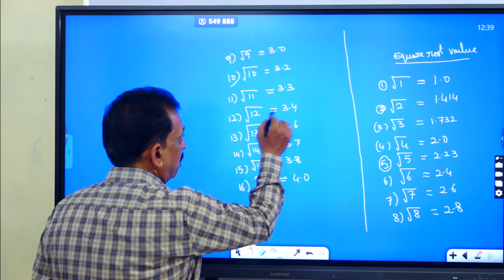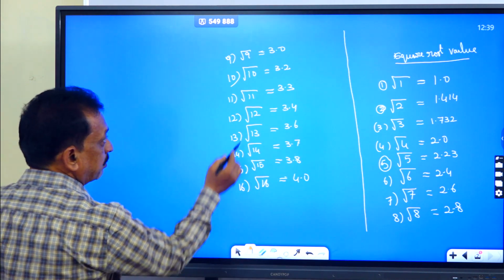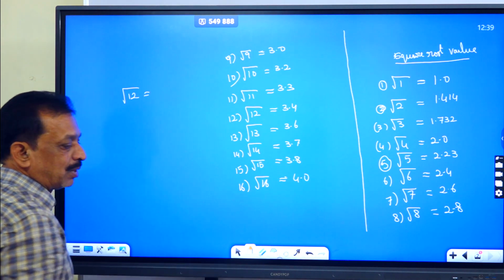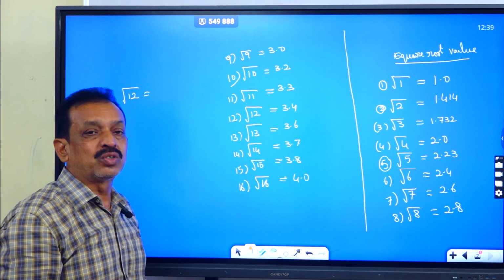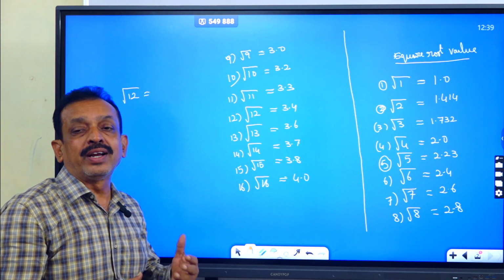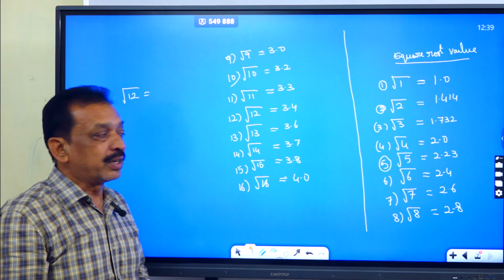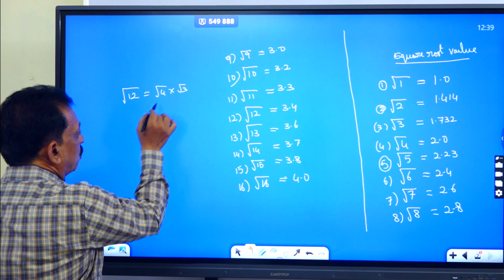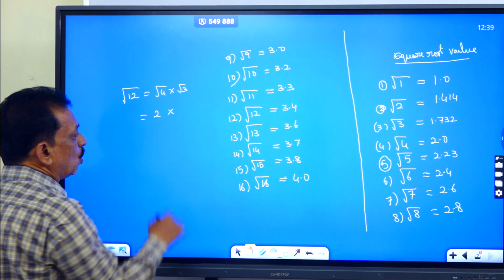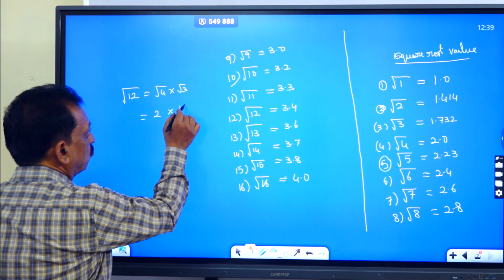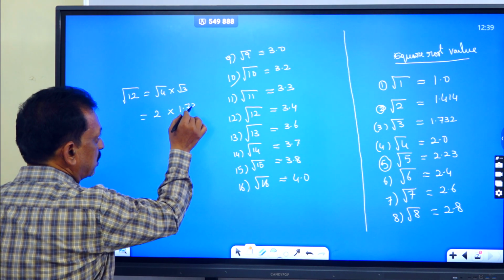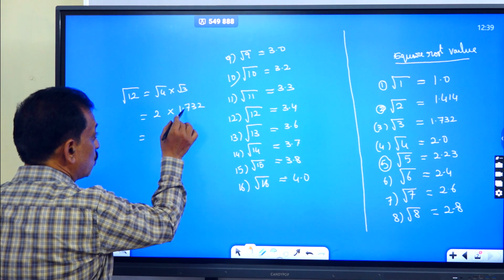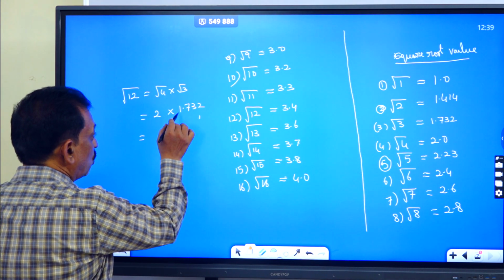Now you may have a doubt, sir, how to get 3.4. Okay, come to here. So we did the root 12 value. Square root finding is also there, but time is not sufficient to solve the problems in objective, so I'll also teach square root finding now. That is not time-consuming. So now I have written root 4 into root 3. So root 12 is equal to 2 into root 3, is equal to 2 into 1.732. So that value is how much? 2 2s are 4, 2 3s are 6, 2 7s are 14, 2 1s are 2, 3.